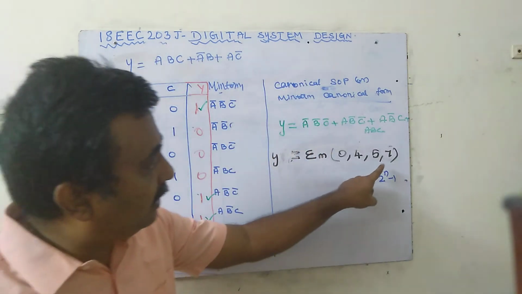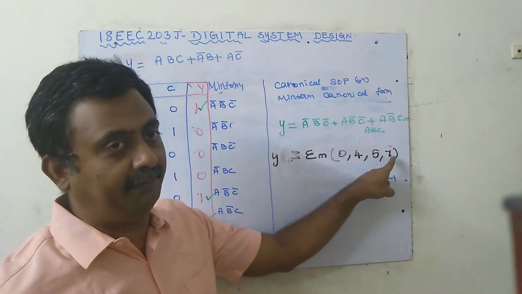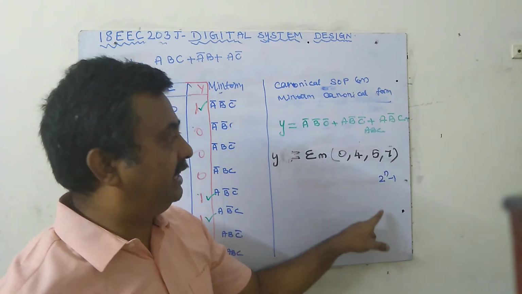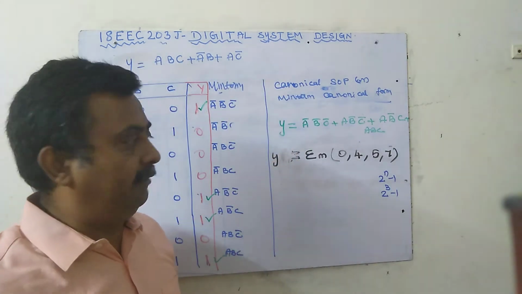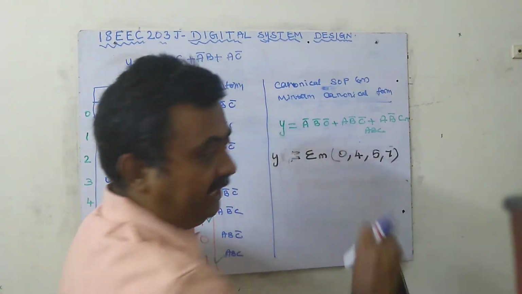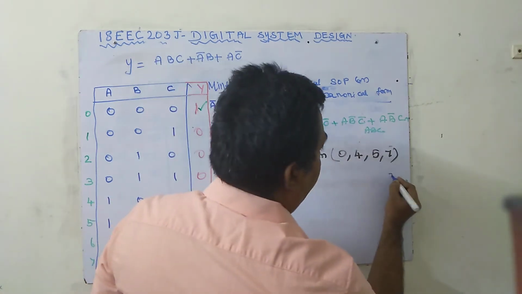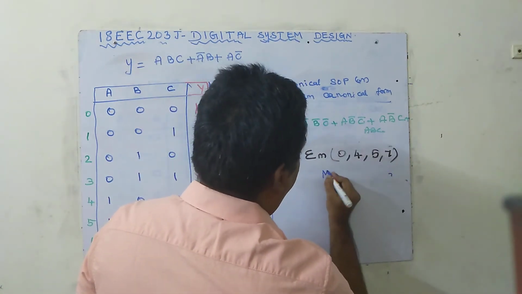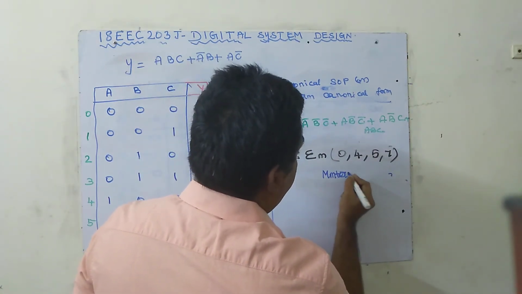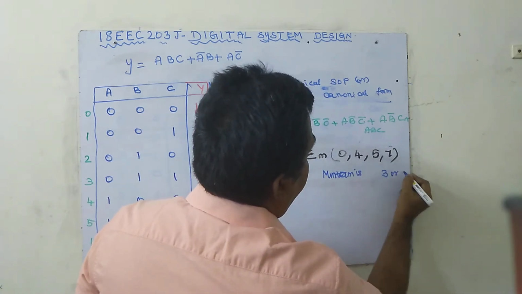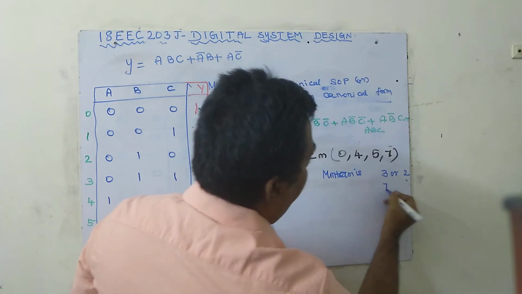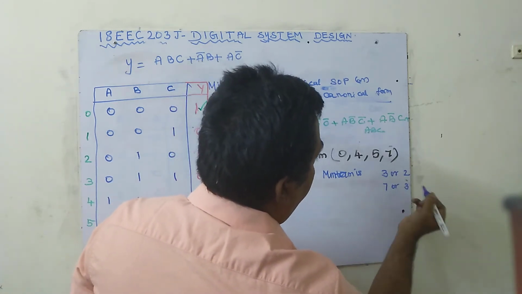For example, here what is the maximum number? The maximum number is 7, which is 2 power 3 minus 1. Simply, if the min term is 3 or less than 3, it is a 2 variable problem. If it is 7 or less than 7, it is a 3 variable problem.